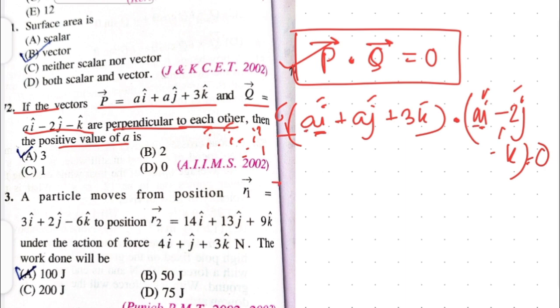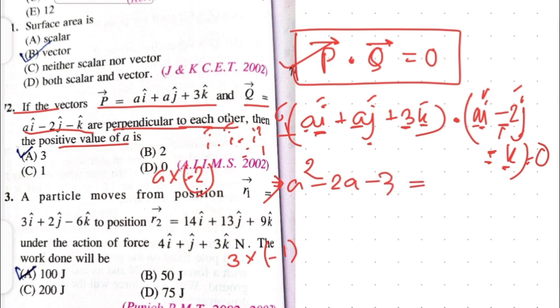Simply the coefficients will be multiplied. So it's A square. Now next with J, one is A, another is minus 2. So A into minus 2 means minus 2A. And then K and K will be multiplied. There is a minus, means 3 into minus 1. 3 and minus 1, so minus 3. So this is equal to 0.